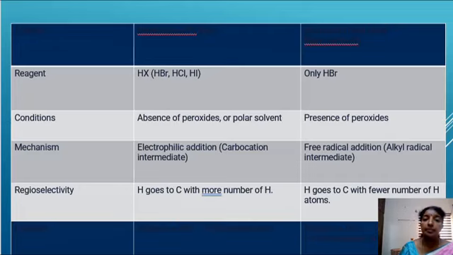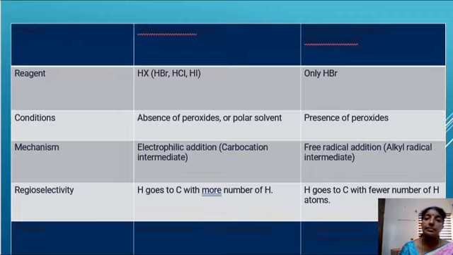So here I have given a table to compare Markownikoff addition as well as anti-Markownikoff addition. When you consider the reagents involved, in Markownikoff addition, the reagent can be HBr, HCl or HI. But in the case of anti-Markownikoff addition, the reagent can be only HBr. A prime condition for Markownikoff addition is that there should not be any peroxide, and in the case of anti-Markownikoff addition, the presence of peroxide is compulsory. And for the mechanism, Markownikoff addition follows electrophilic addition, that is, a carbocation intermediate will be formed. But in the case of anti-Markownikoff addition, free radical addition is involved.